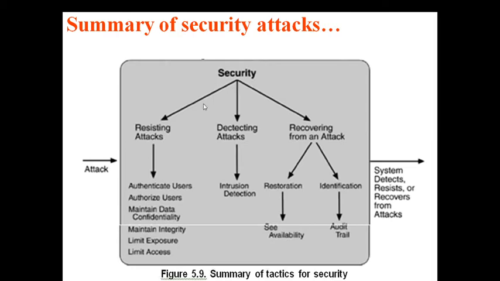It is summarized. Resisting attacks means authenticate users, only those allowed. Only authorized users have permission to access our records or files. Maintain data confidentiality by using encryption methods. Integrity: we have to check whether there is any modification of the data from source to destination. Limit exposure: we should not share our data with unauthorized persons. Limit access also. Okay, and about detecting attacks, the basics are intrusion detection, and restoration and identification. We will see these concepts now.